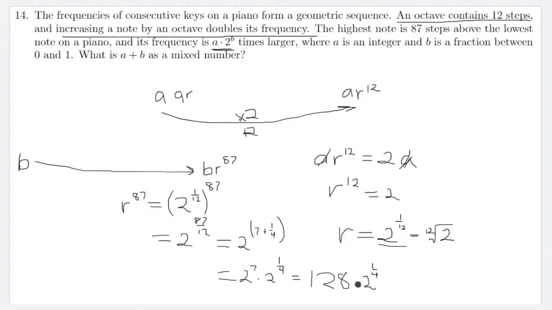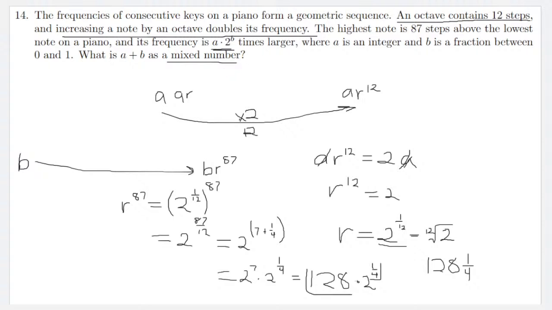And lo and behold, we have our form now. A is 128 and B is 1/4. So our answer is 128 and 1/4. Because we requested a mixed number in this problem, we did not accept alternate forms as correct.